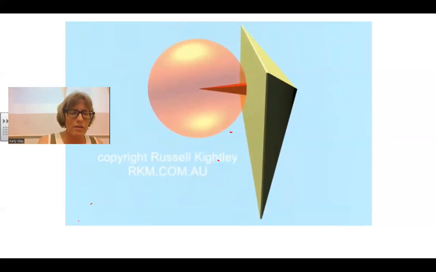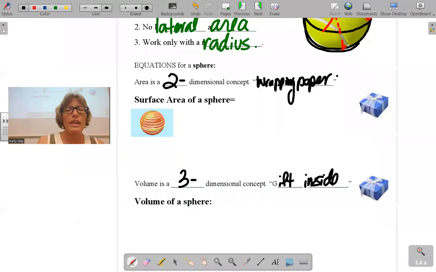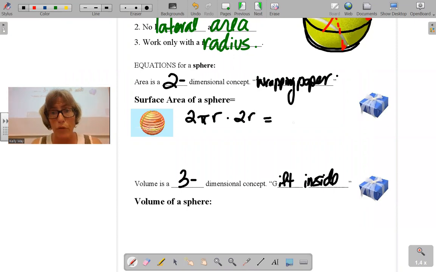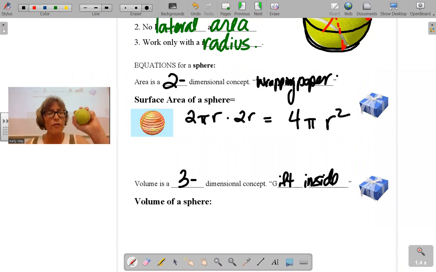So once again, it is the circumference 2 pi r times 2r, and that gives us the surface area of the sphere, which is 4 pi r squared. That's like the amount of felt needed for the tennis ball.